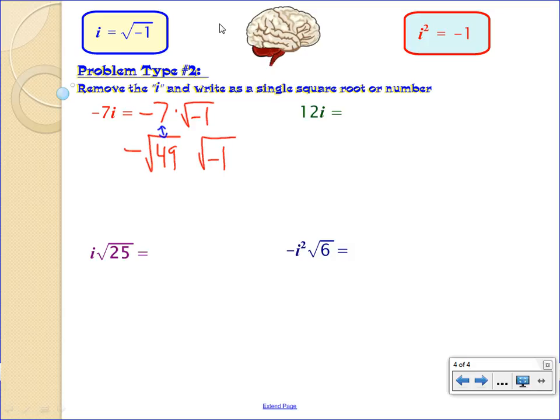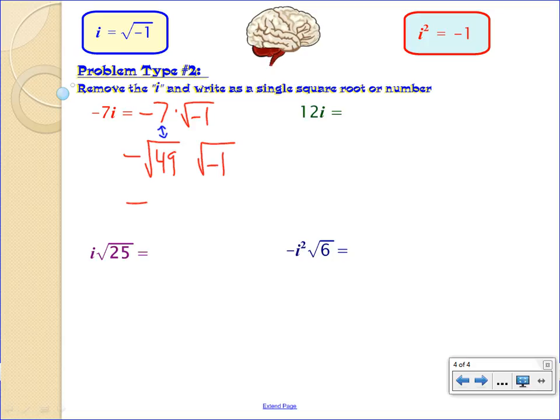Again, the negative in front stays in front, 7 becomes square root of 49, and now I have two values that are both under square roots. So now I can combine those. So now I can merge those two things together. Again, the negative in front stays in front.